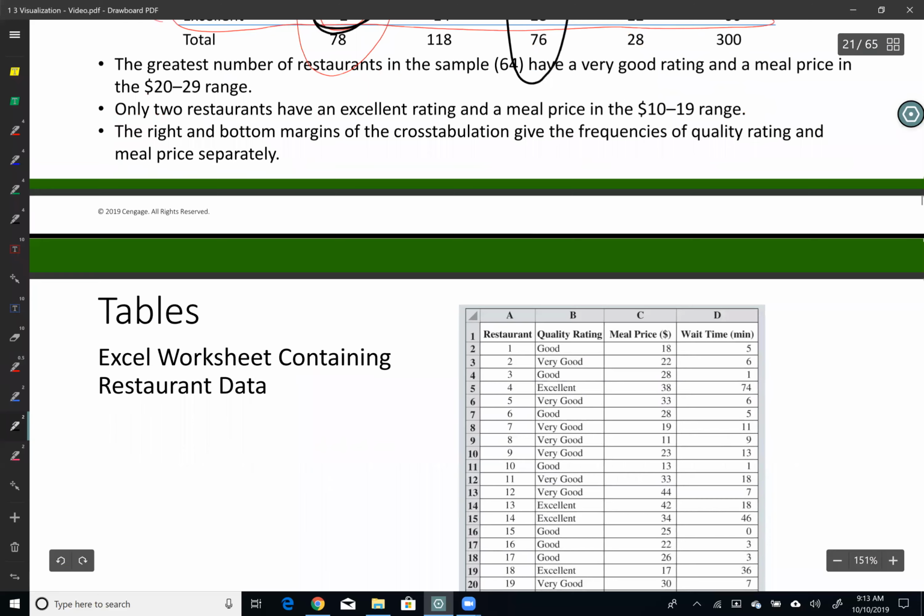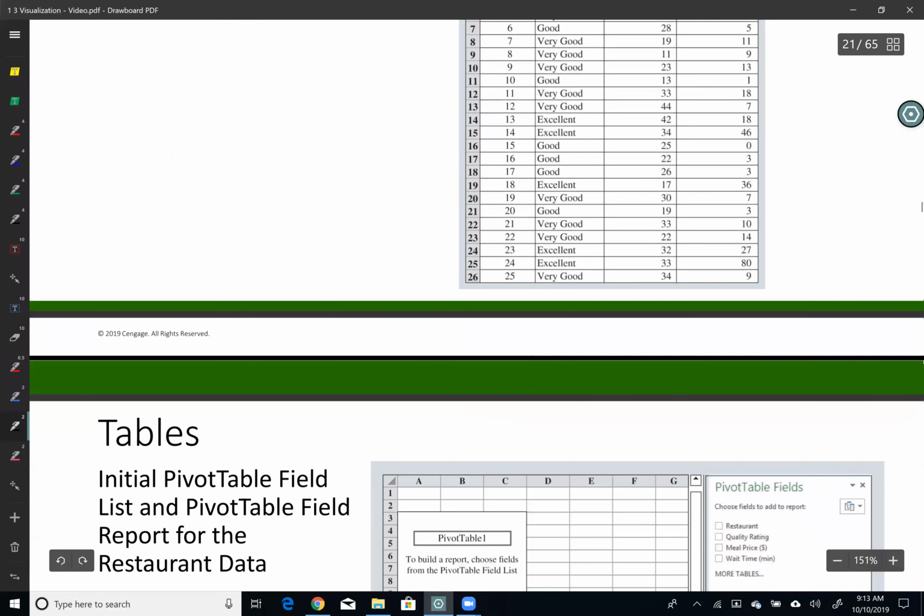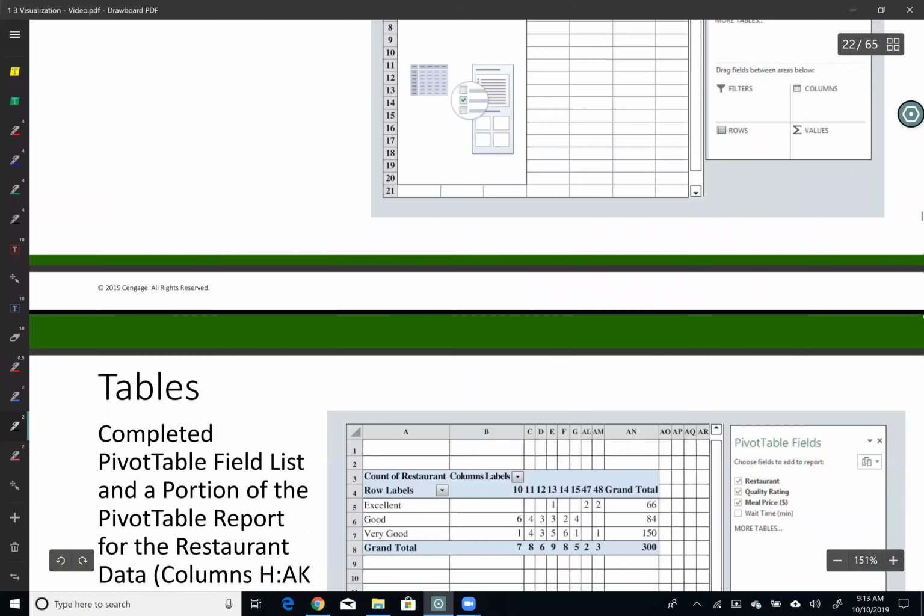All right. So we can do the same thing in Excel, and I will show you how to do that in my next video using a pivot table.